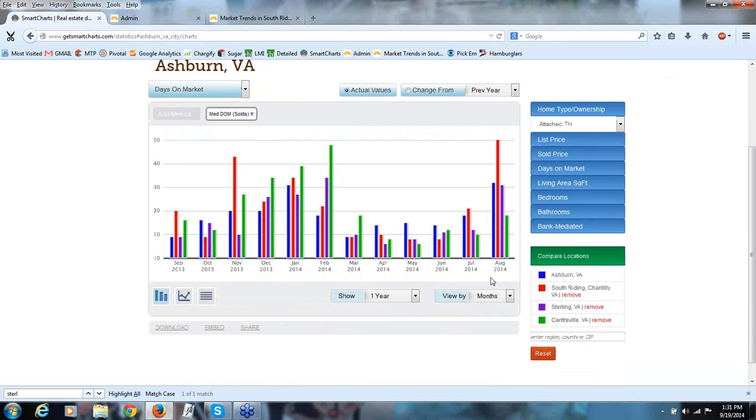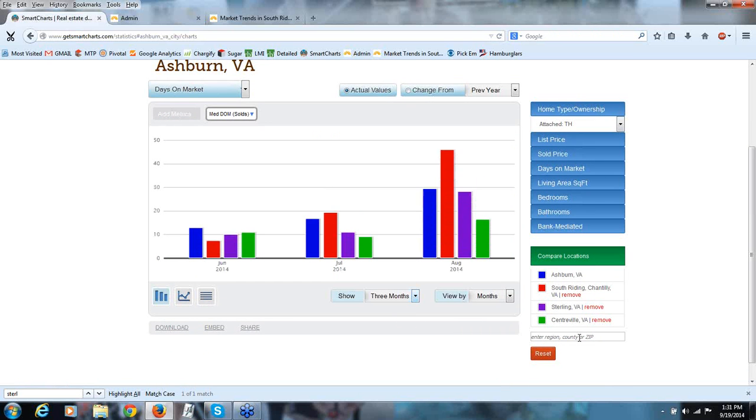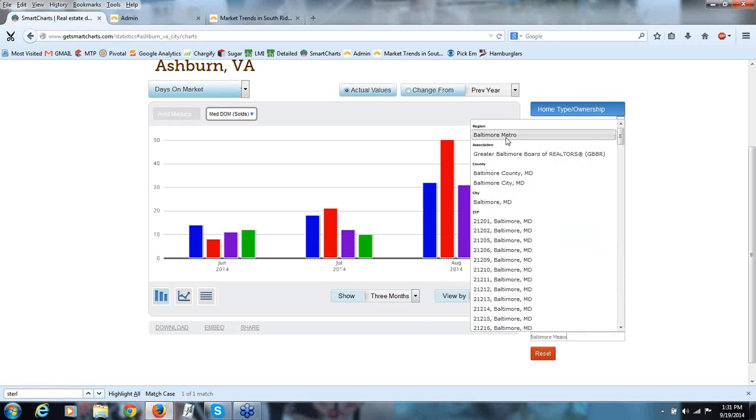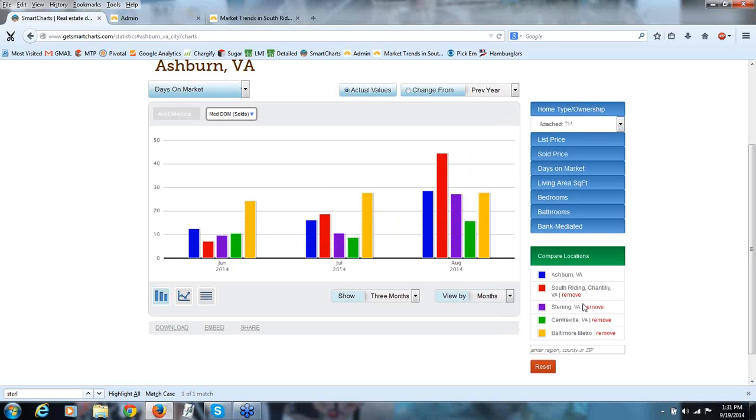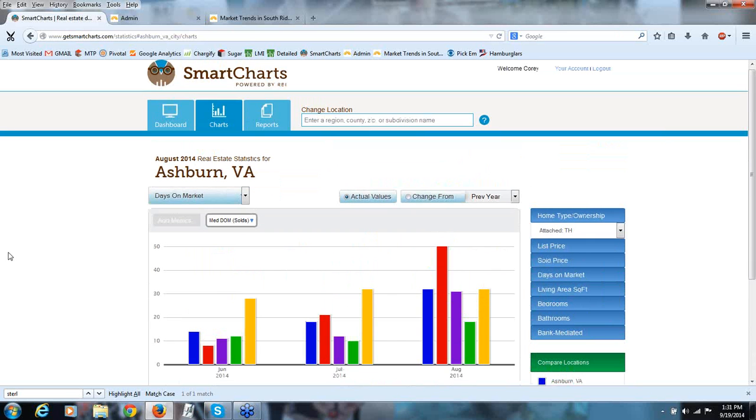Any location that you'd be interested in that we have stored and aggregated, I can turn on Baltimore. Not that it makes sense in that context. I can change to the Baltimore metro region or Baltimore County, cities within Baltimore, zip codes within Baltimore, or subdivisions within Baltimore, right here on the change location feature. Speaking of Baltimore Metro, another example of using SmartCharts to help.